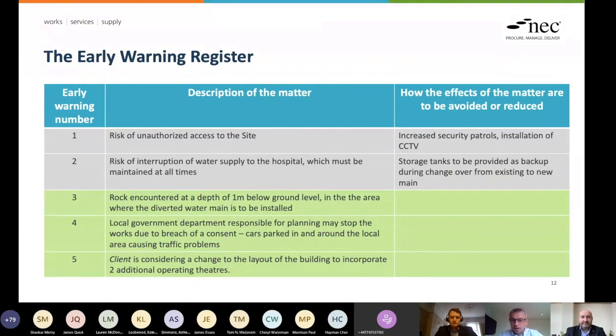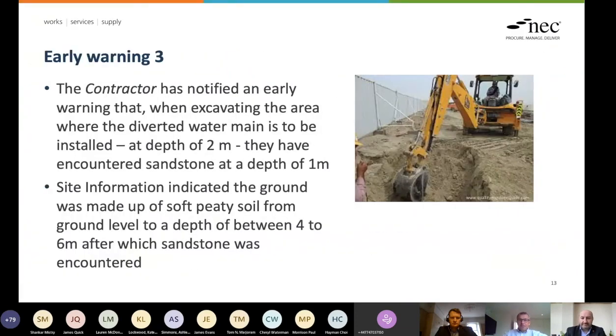The first two items have been dealt with and are going to be removed from the register. So today it falls for us to discuss new items 3, 4, and 5. Item 3: the rock encountered at the depth of 1 meter below ground level. Item 4: there's an issue with a breach of a consent and the local government are threatening to stop the job. We'll come onto these in a bit more detail. And 5: the client's considering changing the layout of the building. So these are the early warnings in simplicity. And we start with item number 3 in the early warning register.